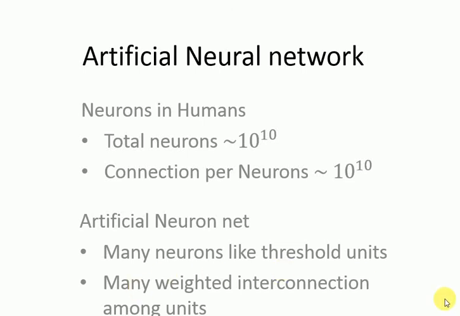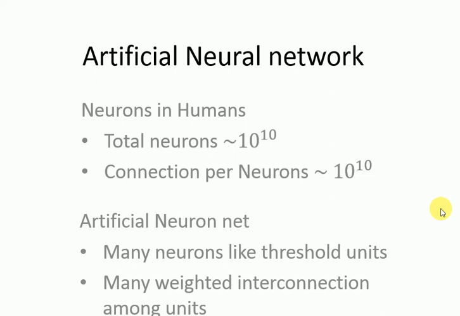Artificial neural network. This concept is derived from the human brain, and the neurons present in the human brain are where the concept is taken from. There are approximately 10 to the power of 10, or more, neurons present in the human brain.